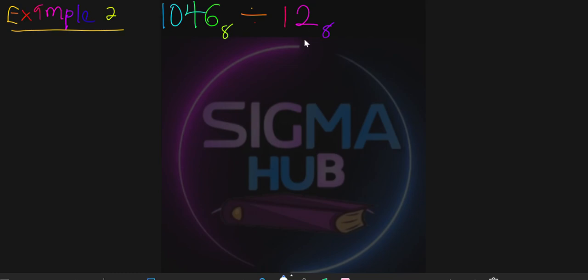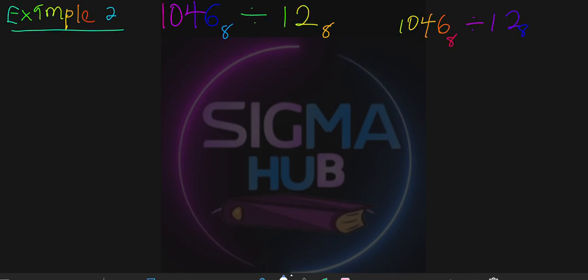Example 2 says we should solve 1046 in base 8 divided by 12 in base 8. And how do we go about this?